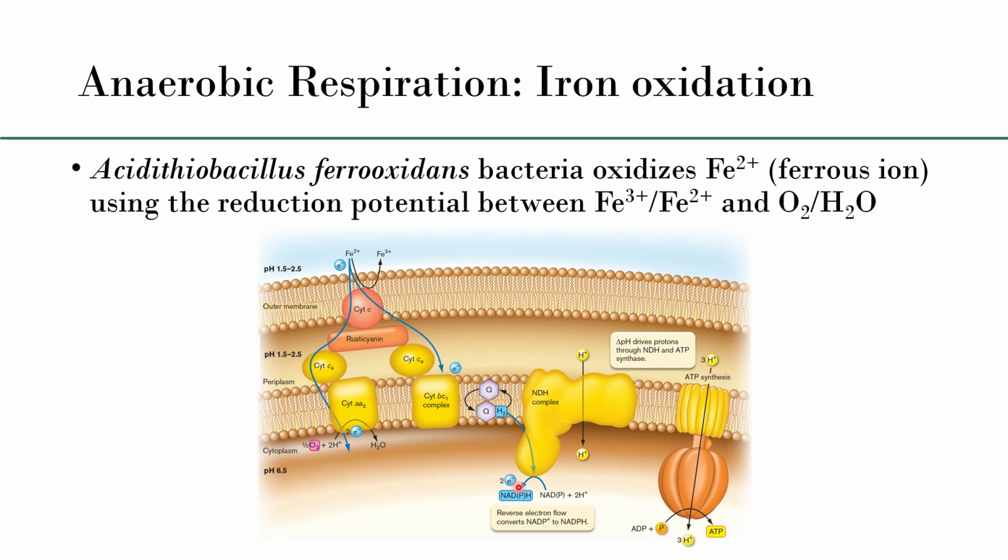Now, iron is a very poor electron donor, but they still can use it if necessary. And in the end, a lot of times this doesn't occur at pH 7. It has to be at a very low pH environment in order for this iron oxidation to be a viable method for the cell.